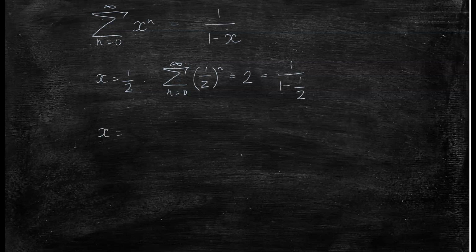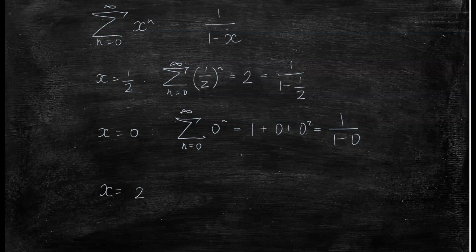And when x is equal to 0, this will converge to 1, because it's 1 plus a bunch of zeros, which is also the same as 1 over 1 minus 0. However, this is not always the case.